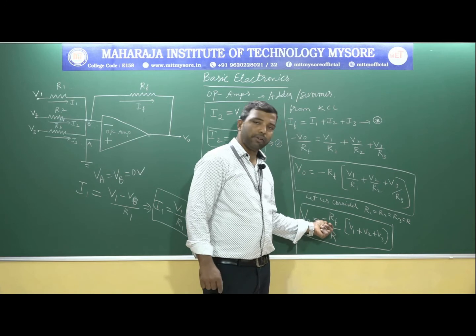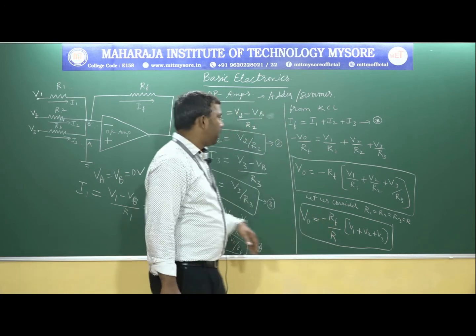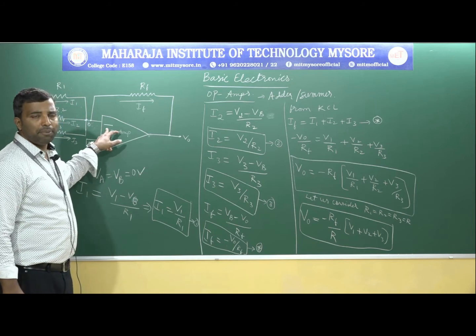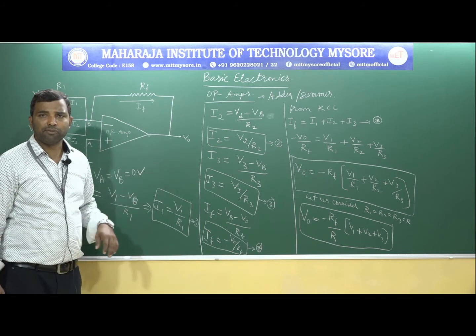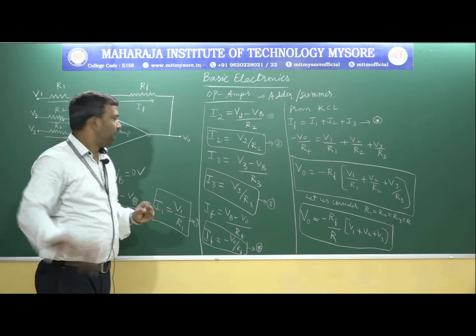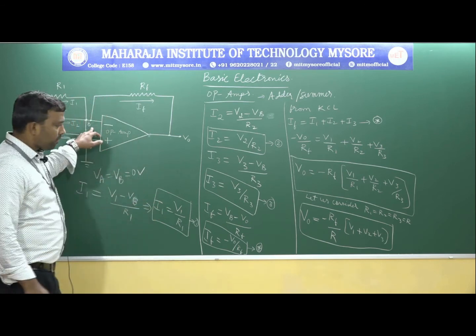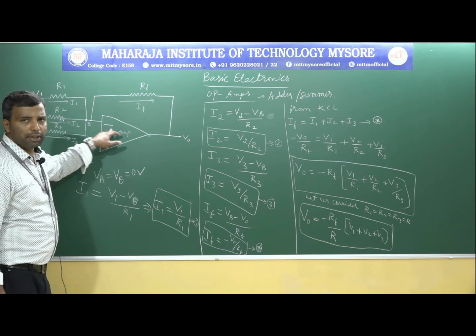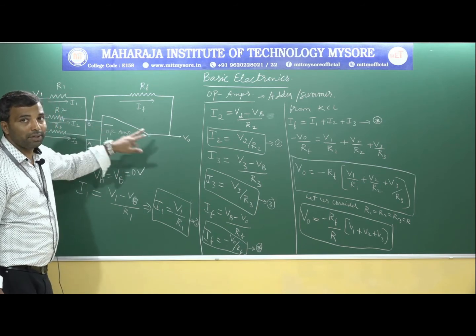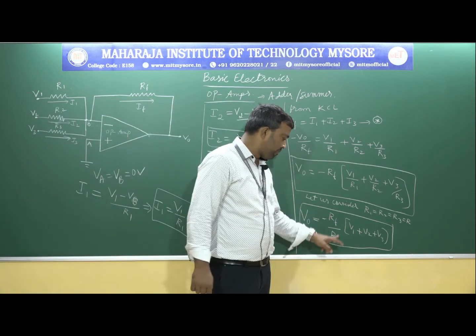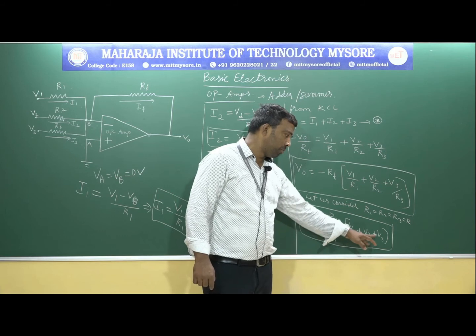Here the minus indicates that we are applying the input to the inverting terminal. You can see the same thing in the inverting amplifier also: the output is minus of the input. That means here also the inputs are applied at the inverting terminal, hence the output is in inverted form. So VO equals minus RF by R into V1 plus V2 plus V3.